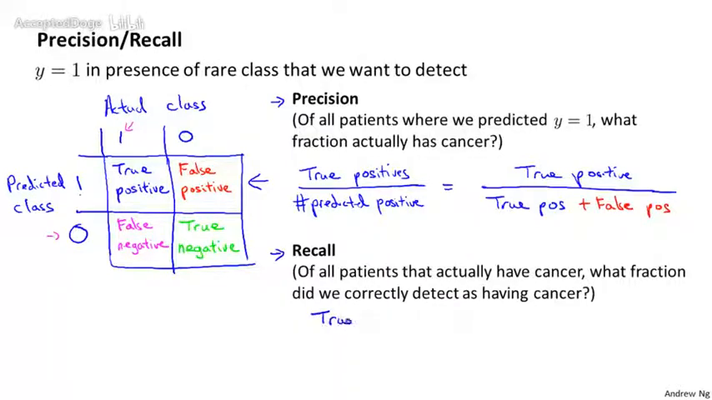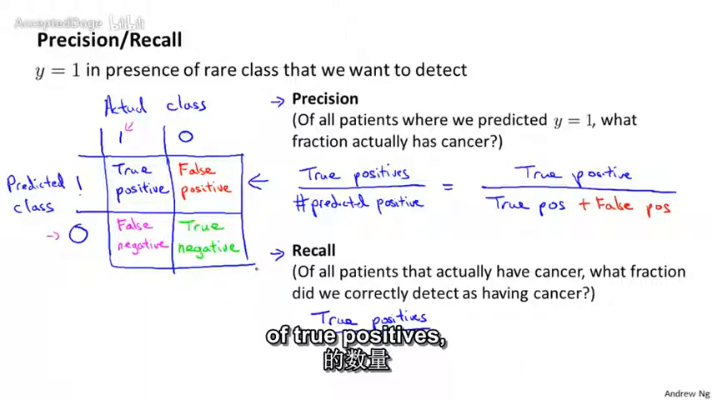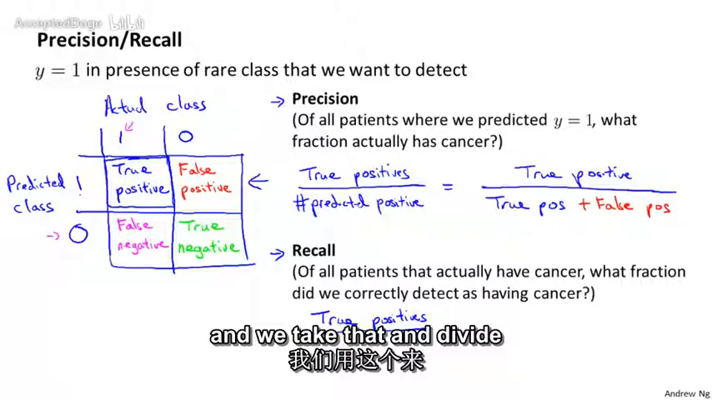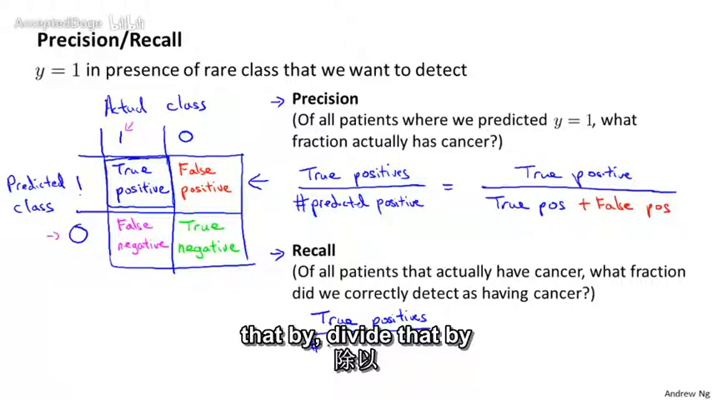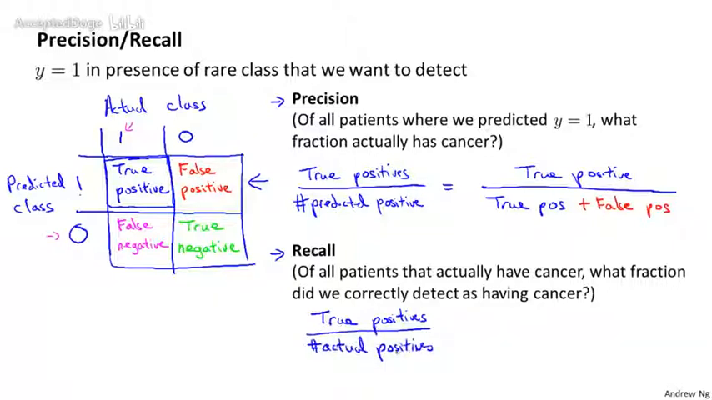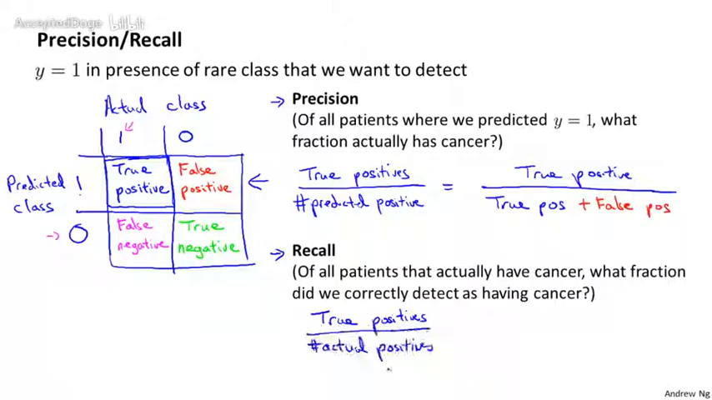So writing this down, recall is defined as the number of true positives, meaning the number of people that have cancer and that we correctly predicted have cancer, and we take that and divide that by the number of actual positives. So this is the number of actual positives, of all the people that do have cancer. What fraction do we correctly flag and send for treatment?